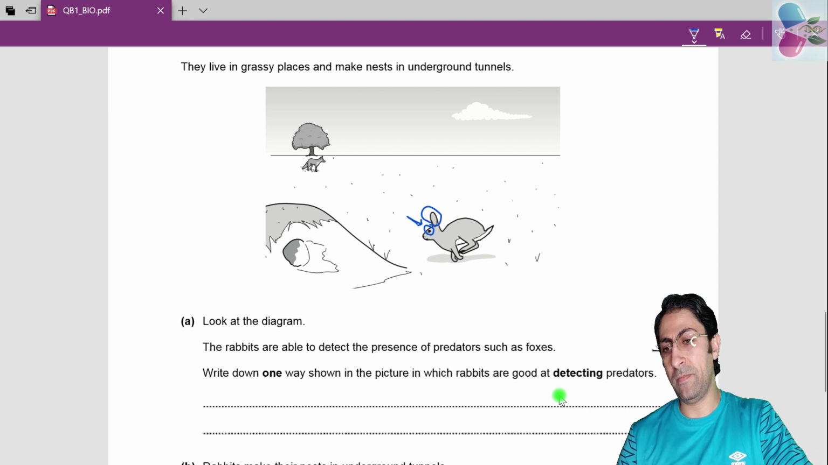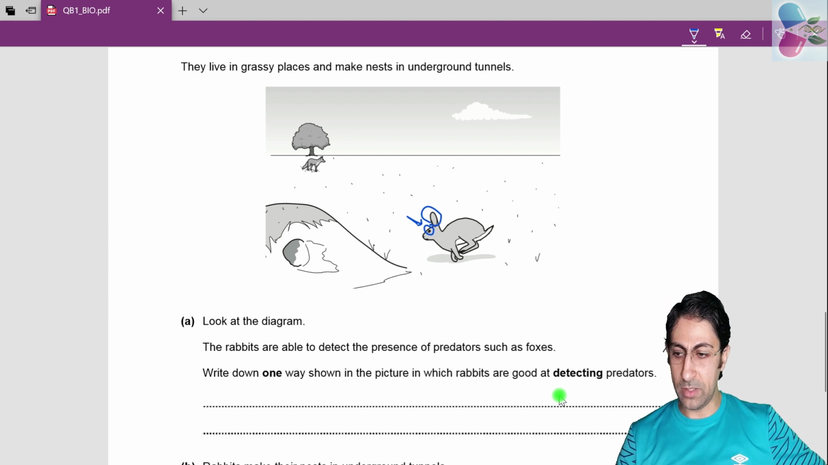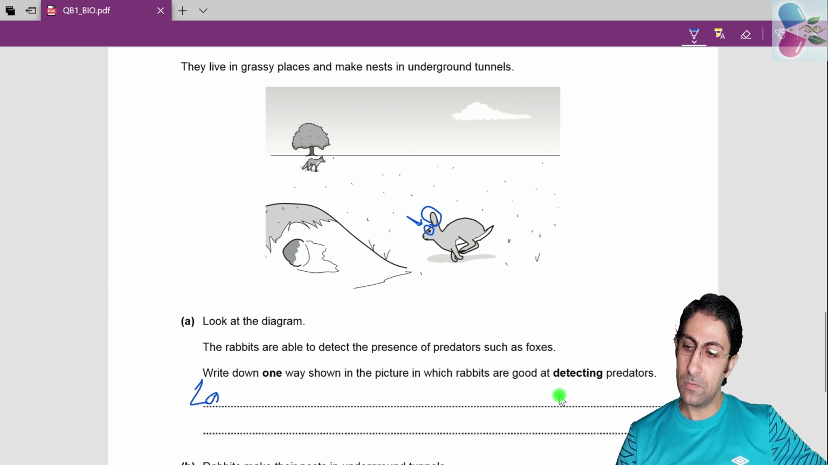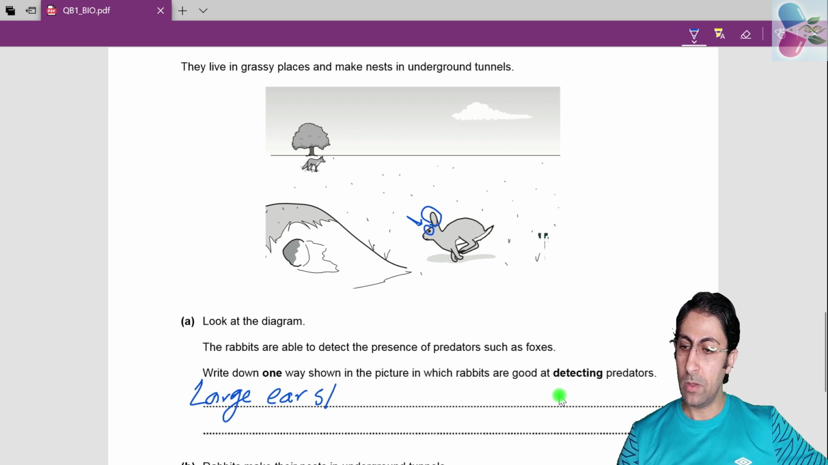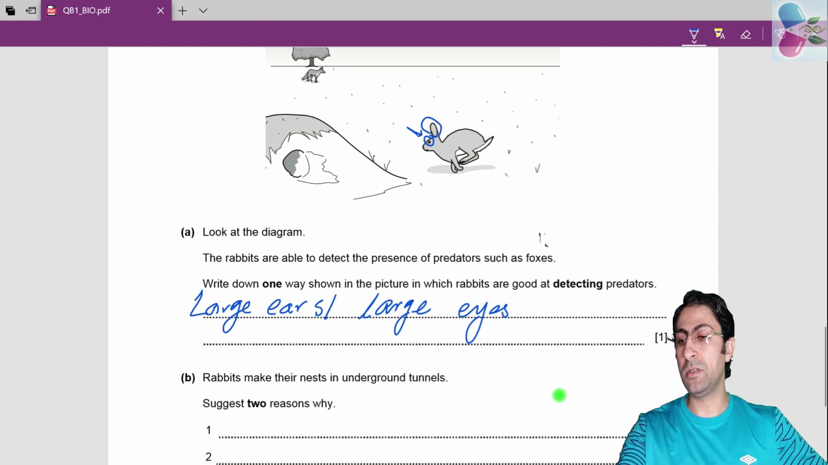So if you would like to answer this question, we may say large ears, and it will be a correct answer. You can also say large eyes. Both of them will be considered correct answers.